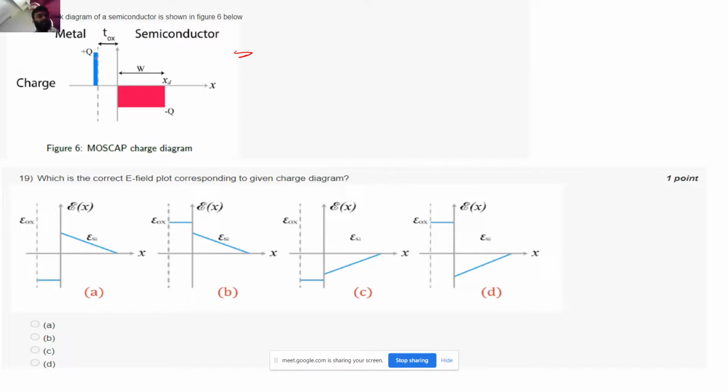There is a positive charge density present at this end. So it is just like a delta function, right? When you integrate this delta function, you are going to get a unit step function. That's why you have a sudden jump over here.